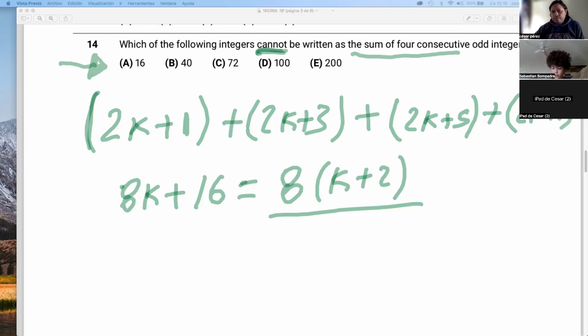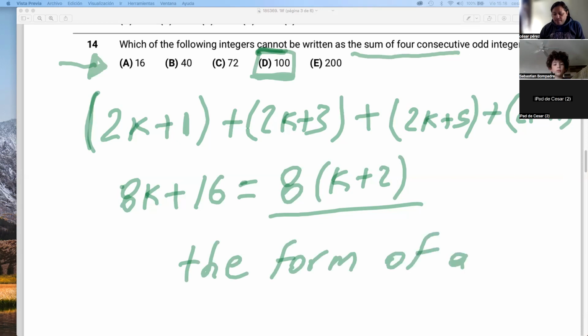So then it would be D, 100. Okay. 100 is not divisible by 8. Yes, it's correct. The form of a number can help us to find if a number can be put in a special place.